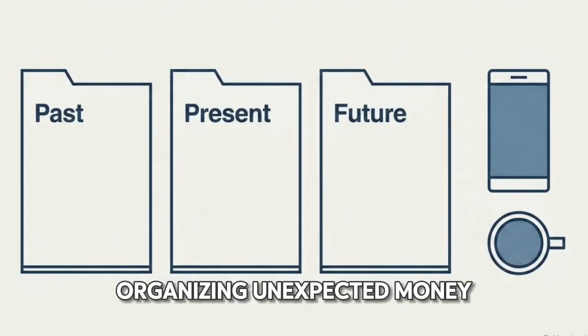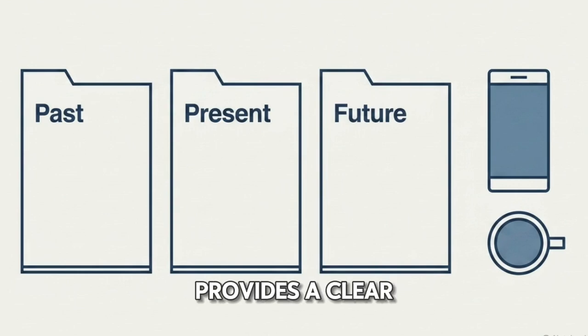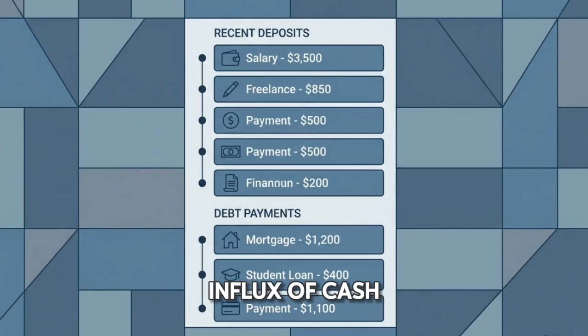Organizing unexpected money by the timeline of your life provides a clear hierarchy for every dollar, turning a chaotic influx of cash into measurable forward momentum.